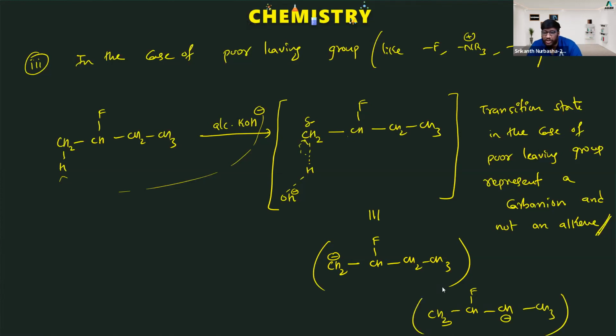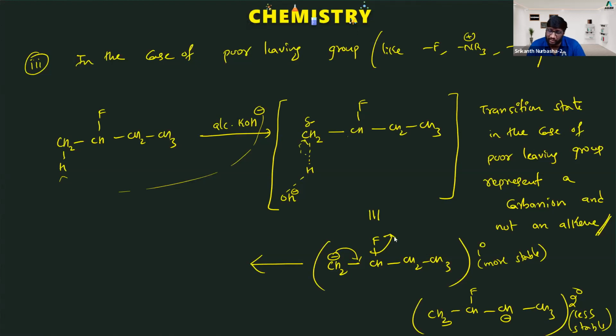Among these two, which is more stable? The first one, because we have to compare carbanion stabilities. One is a primary carbanion, the other a secondary carbanion. So the more stable is the first one. The primary carbanion is more stable. That is why this transient state is obtained. Now this negative charge comes in, then the CF bond leaves. Understand this point carefully.